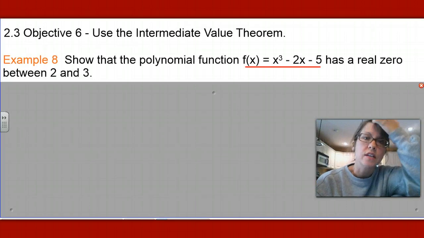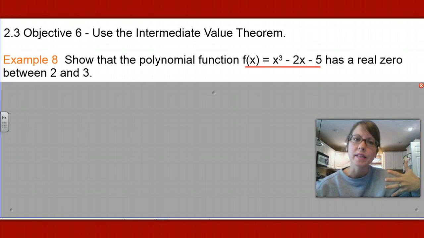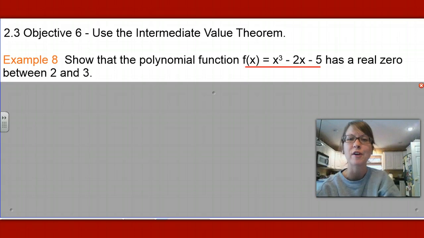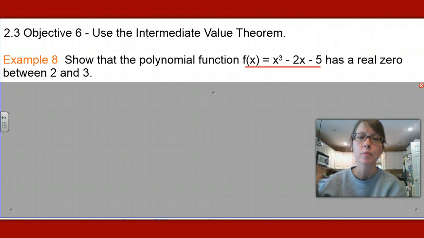All right, objective 6, use the intermediate value theorem. And you're probably thinking, I don't even know what the intermediate value theorem is. Well, this will have big implications for us next year in calculus. But for right now, what we use it for is to show that the polynomial function, in this case f of x equals x cubed minus 2x minus 5, has a real zero between 2 and 3.